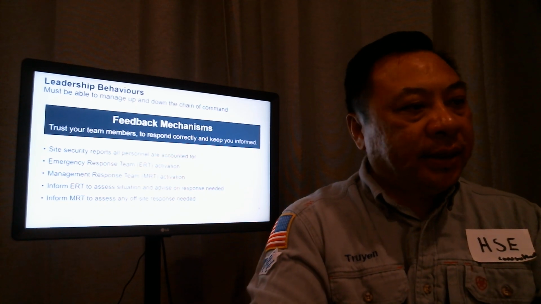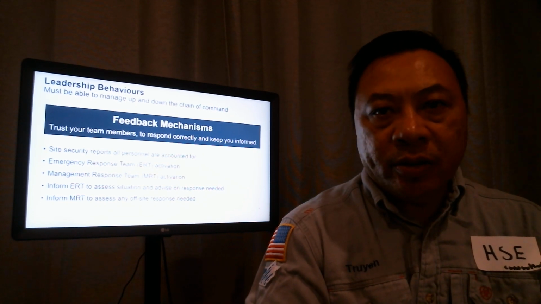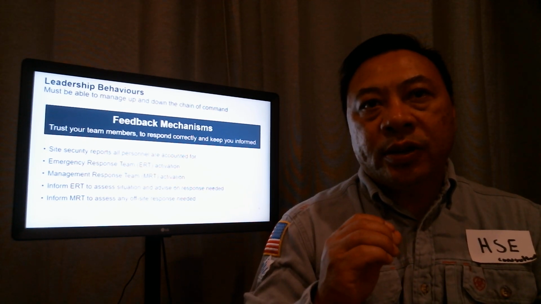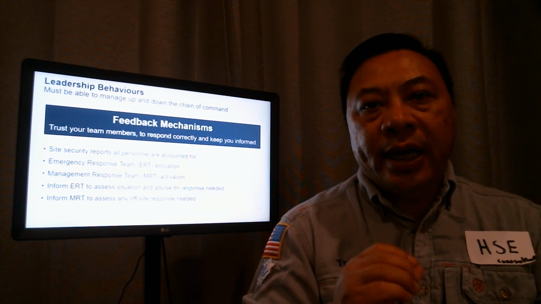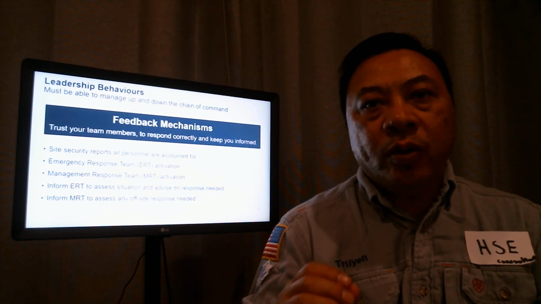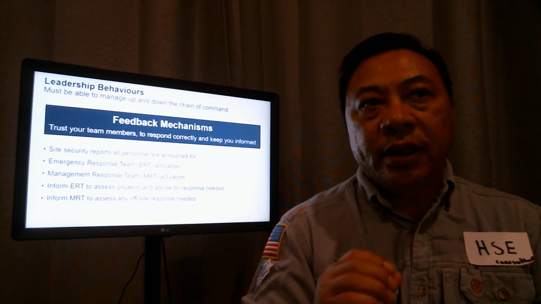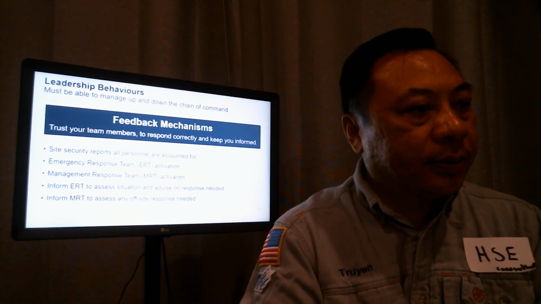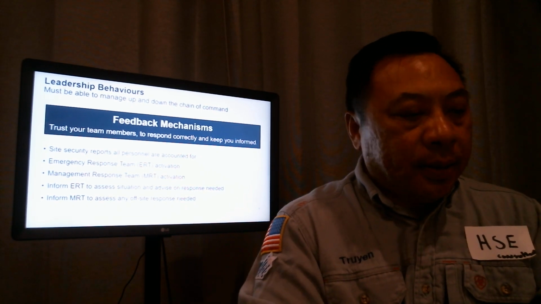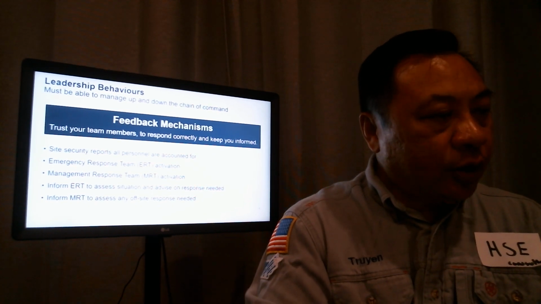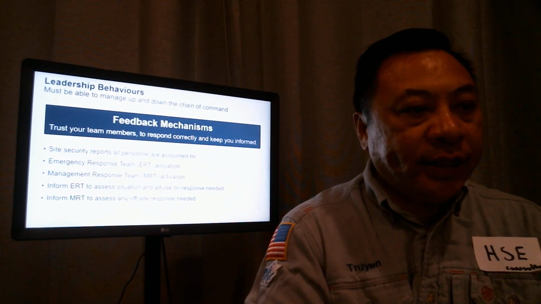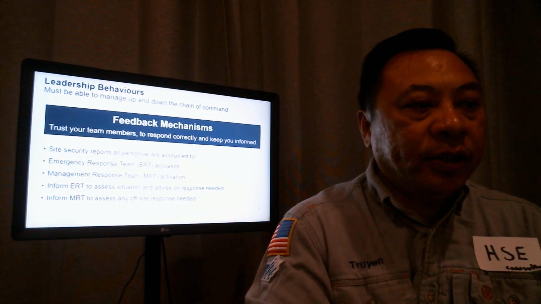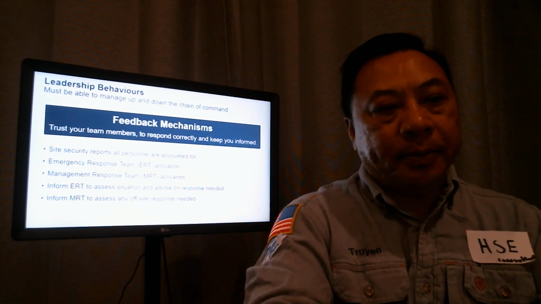Going back on the list, site security reports back, all personnel accounted for. What this means is that every person on site has found a seek shelter location and has badged in. So they're accounted for, and I do not need to send the emergency response team on a rescue mission to find additional workers. Looking at the list, what I would do next is to inform the ERT to assess the situation and advise on the response needed. Next, inform MRT to assess off-site response needed.